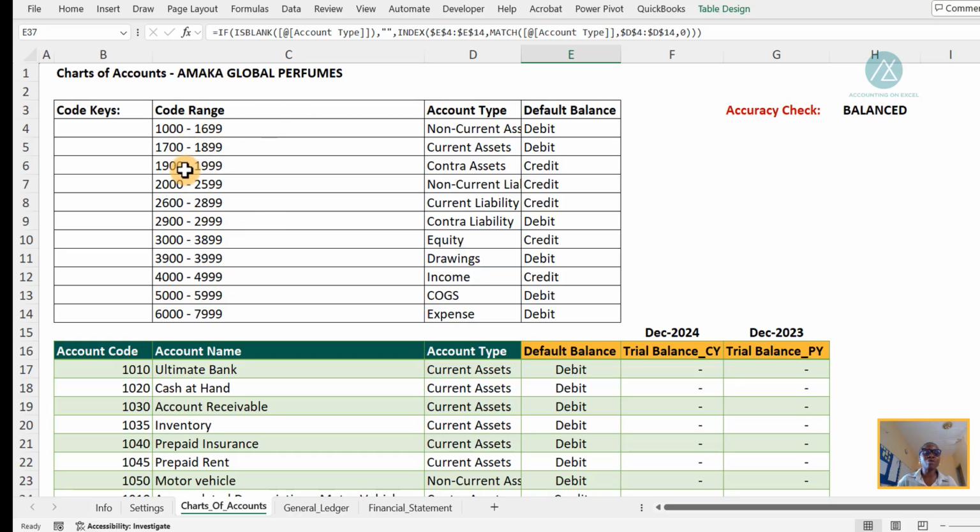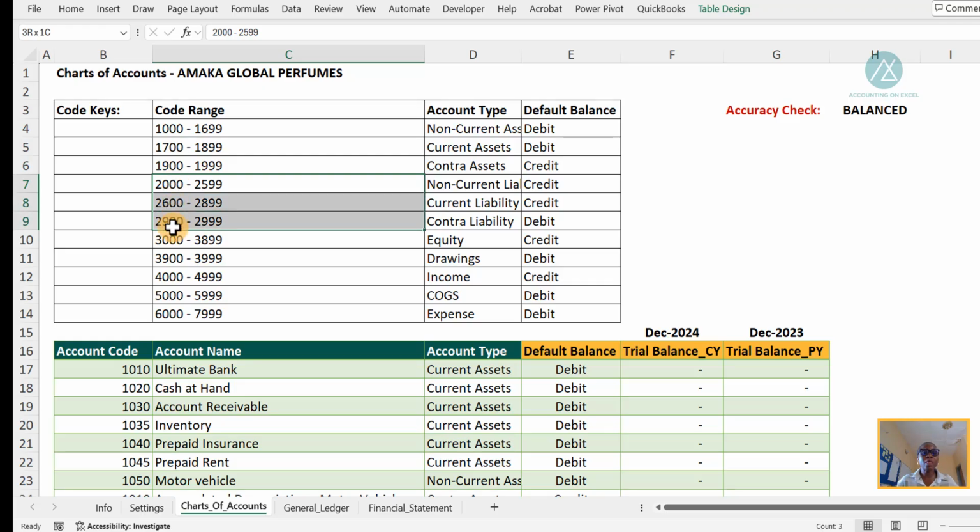This is the code range. Your code can be numbers, or your code can be alphanumeric, that's a mixture of numbers and alphabets. You have to know which number falls into assets. You have to classify and categorize it that way. Looking at our example, we've already categorized that all the ones fall into assets, whether current assets, contra assets, or non-current assets.